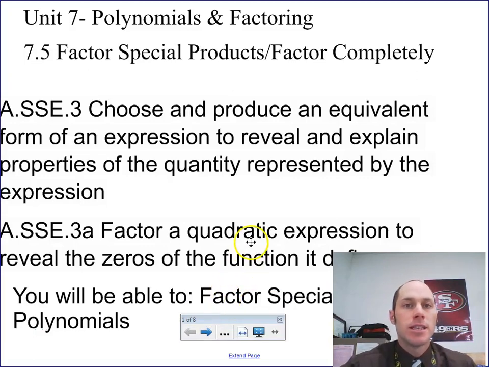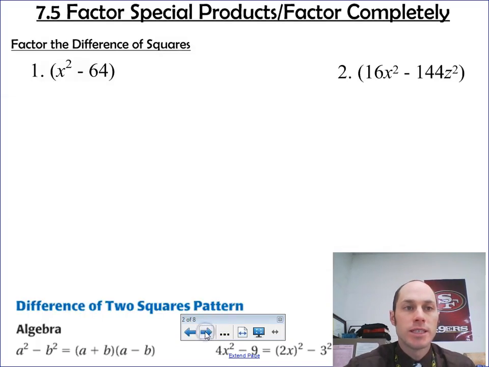Welcome to the final lesson on factoring. Before we get into actually working with quadratic equations in Unit 8 and solving them, we need to learn how to factor special products and factor polynomials down completely before we can move on to that step. So I'm going to show you how to do that today.